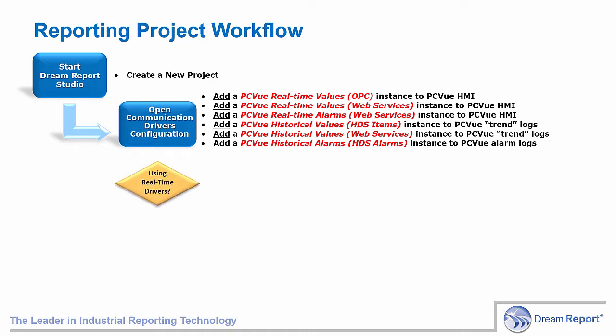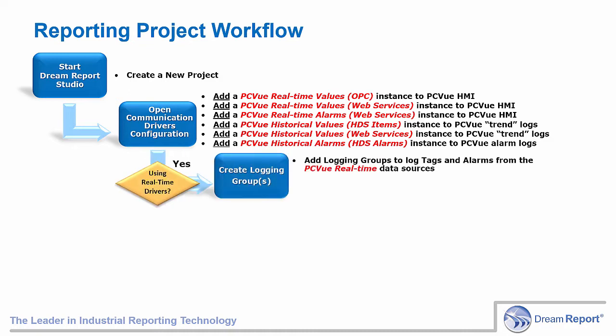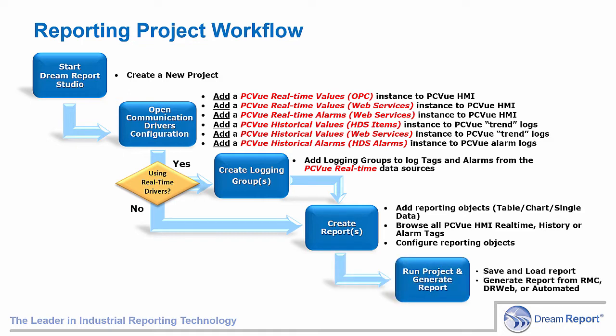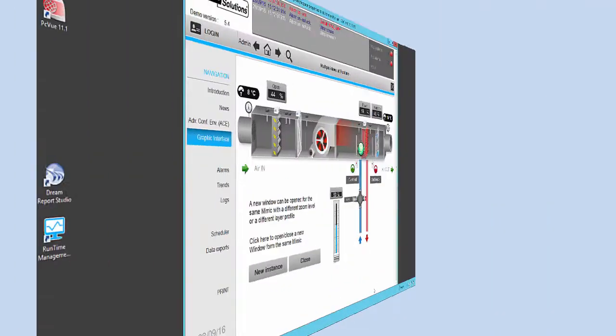If configuring any of the real-time values or alarm drivers, then we need to create logging groups in Dream Report to store the data into the database of our choosing. At this point, we are ready to create a new report. We can drop any kind of tabular, chart, or calculation object on the report, and browse the various data sources for any tags to use on the objects. After configuring the object, we can start Dream Report's runtime engine and generate the reports.